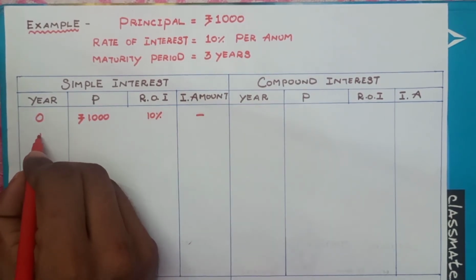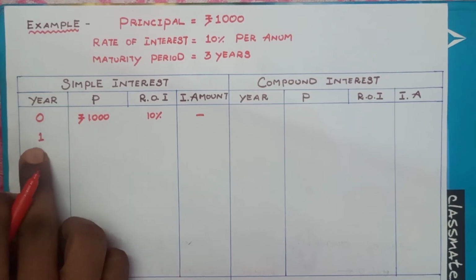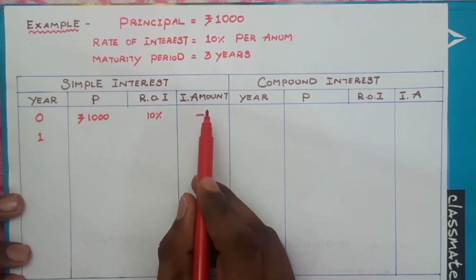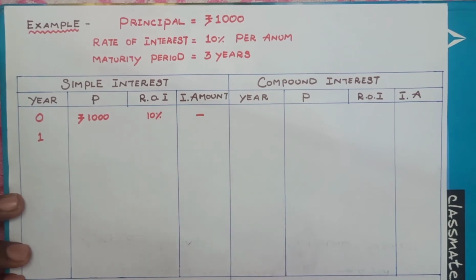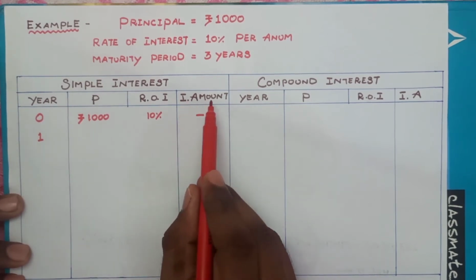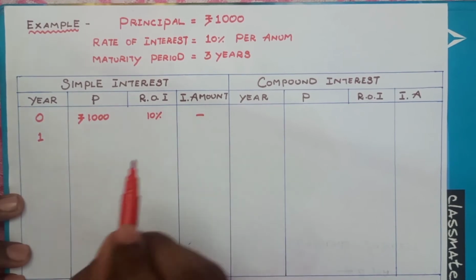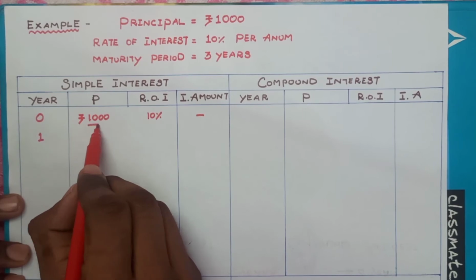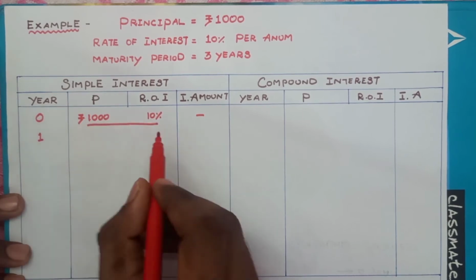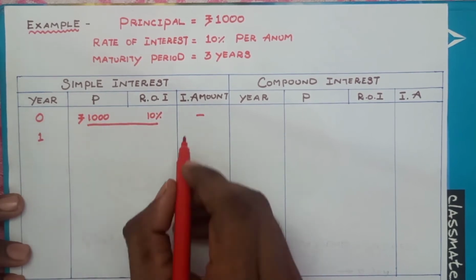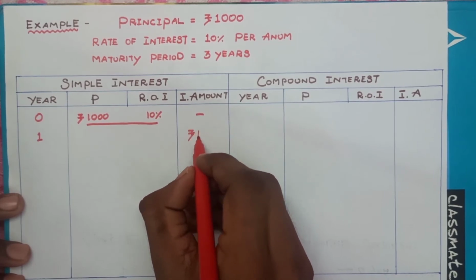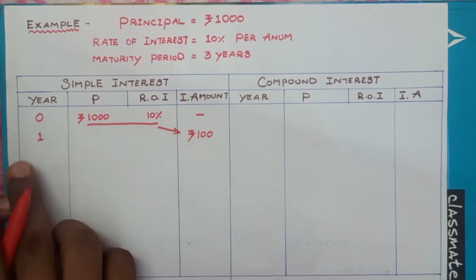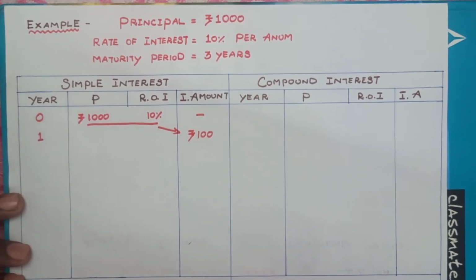So after completion of 1 year, here 1 represents the completion of 1 year, what you will get is the money as your interest amount. The interest amount is calculated based on the previous year principal, that is 10% of 1,000, that is ₹100. ₹100 you will get after the completion of 1 year.